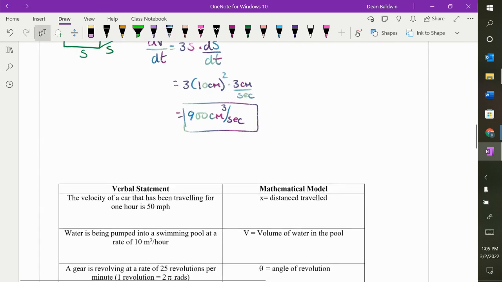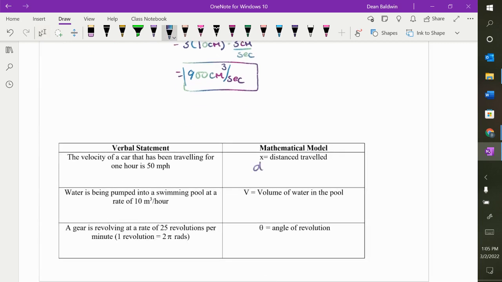So if I say a car has been traveling at 50 miles per hour, and x is the distance traveled, then the derivative of x with respect to time, dx/dt, is 50 miles per hour. That's the velocity. You take the derivative, you get the velocity function. Take the derivative of that, you get the acceleration.